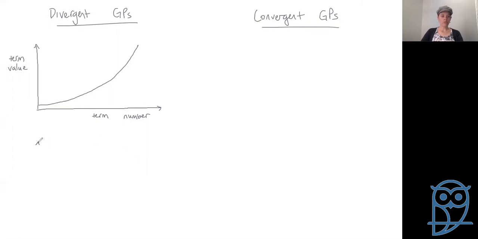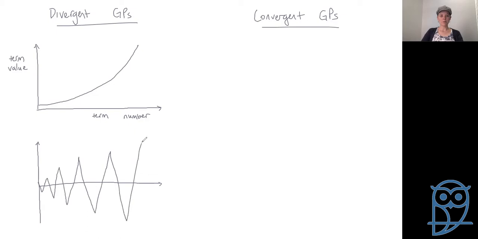Okay? We could also do this with a negative R. In this case, we would have a term and we'd just be flipping between, because every time we multiply by the negative, we would change sign. So again, we have term number by term value. And so this is our case where we said R is less than -1 or R is greater than 1. It's those large magnitude common ratios.